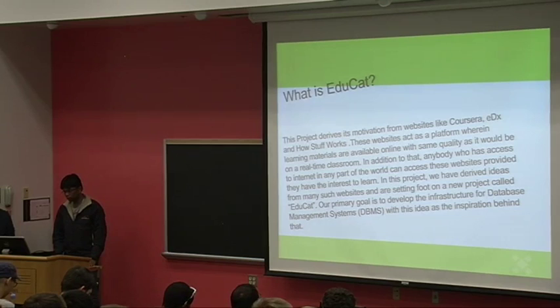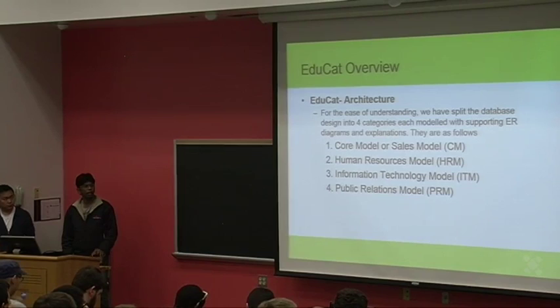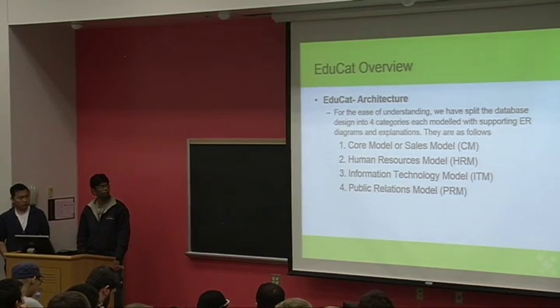So our primary goal is to develop the infrastructure for the database management system with this inspiration behind that. So basically, we have divided the entire architecture of this database into four models. One is the core model or the sales model, which contains details about the courses. And then we have the human resources model, which will deal with the registration of the users, the list of employers who are participating, the list of institutions who are participating, and the list of industrial partners who are looking for projects in their field of interest.